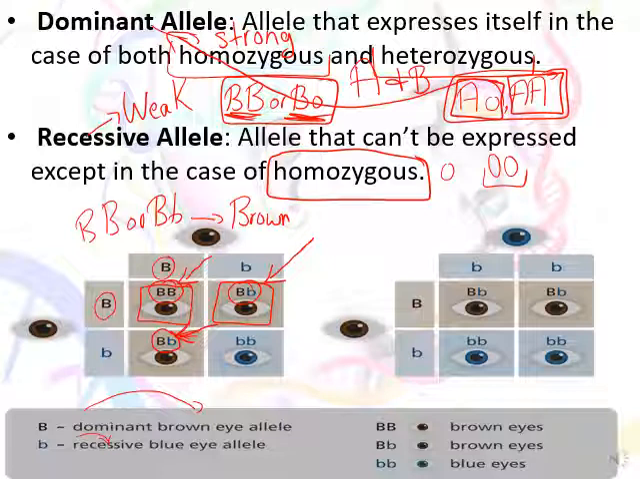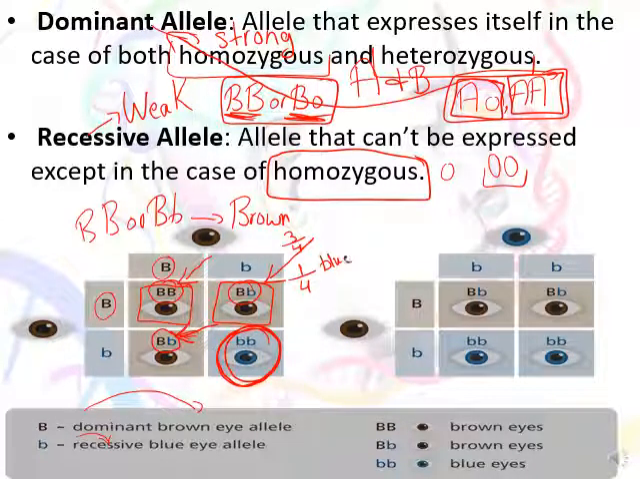So the brown represents 3/4 of the total population, for example the proportion, while only 1/4 represents small b, the blue eye allele. So 1/4 represents the blue.